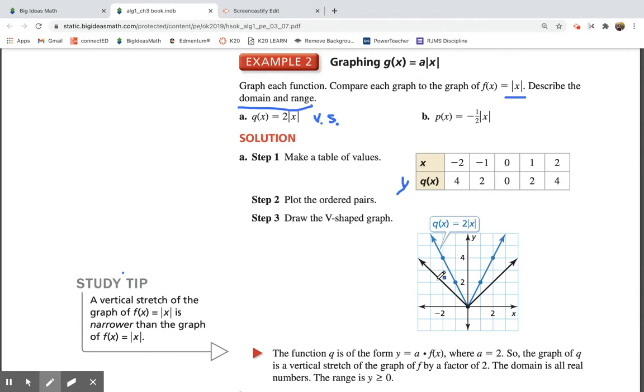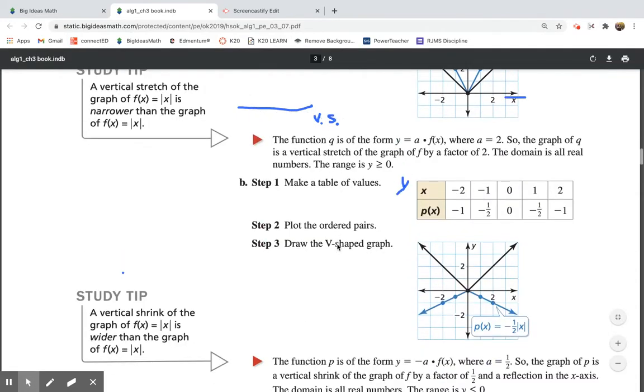This black one is just the parent function. You can make another table for that too. You're just plugging in right here. So then the blue one is our new equation. So -2, 4, -1, 2, 0, 0, 1, 2, and 2, 4. There is our new function. So hold on, let me get off of that.